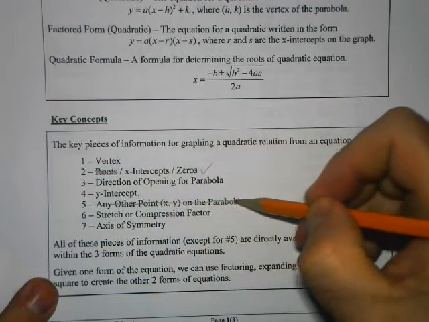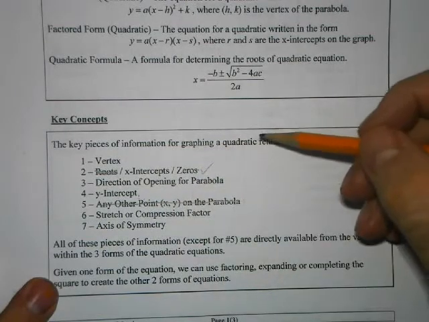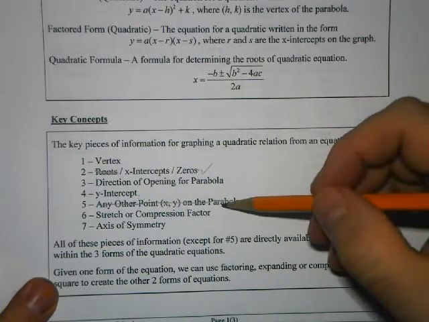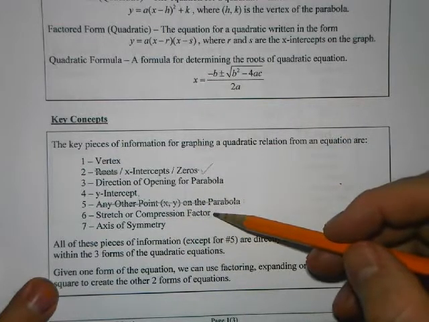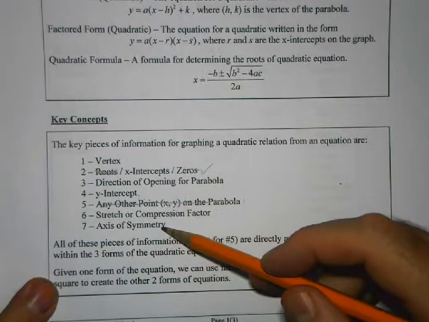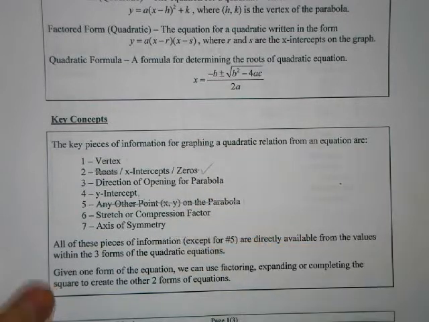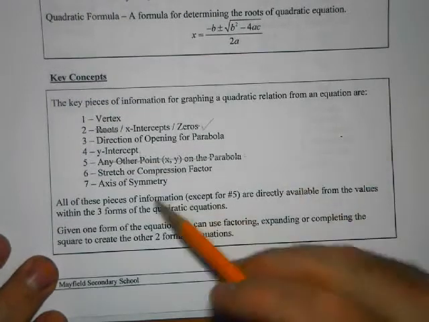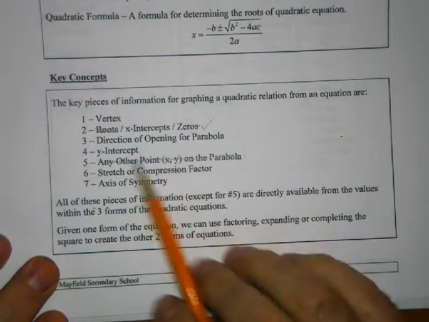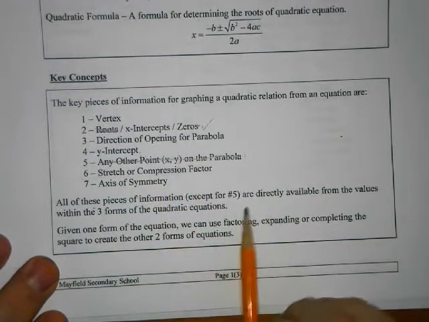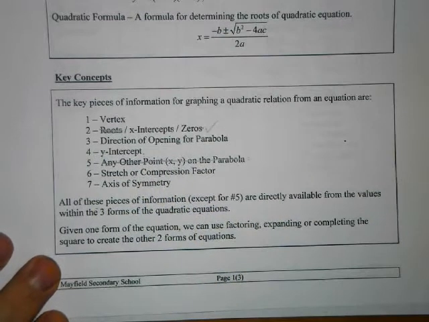Basically, you might need this if you're going to solve a word problem. You need to know, is it stretched or compressed, and what the factor is. And again, that's the A value. And the axis of symmetry, that comes from your vertex. All these pieces of information, except for the other point there, are directly available from the values within the three forms of the quadratic equations. And we're going to talk about where you get them based on what form you have.